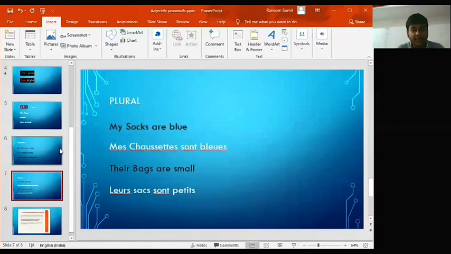Now for the plural part. My socks are blue would be mes chaussettes sont bleues. Similarly, their bags are small would be leurs sacs sont petits.